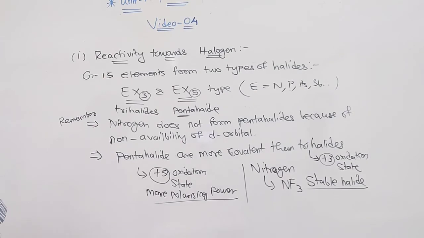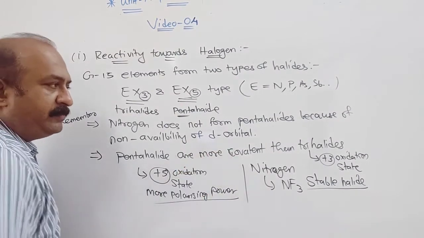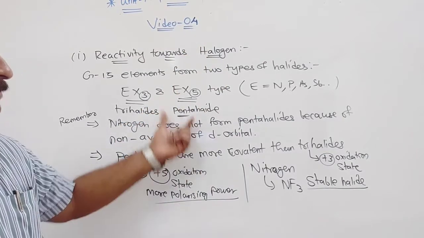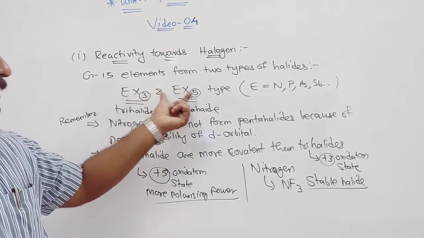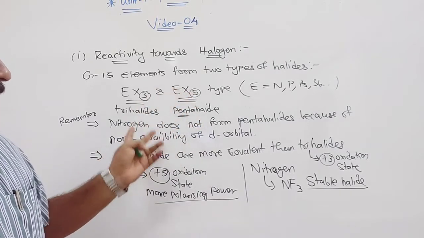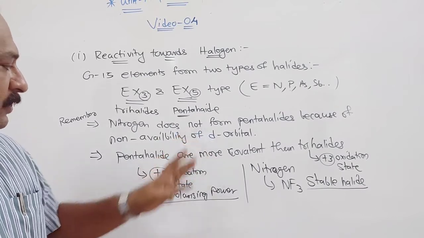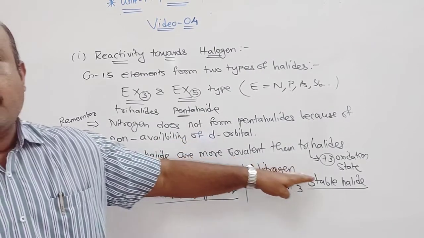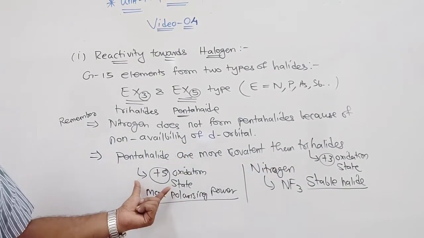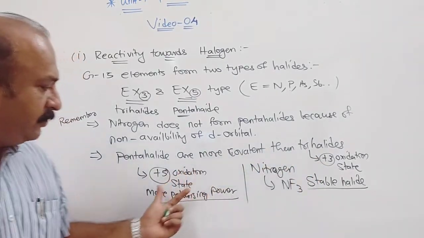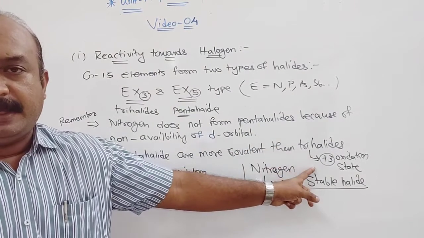Then the trihalides except BiF3 are predominantly covalent in nature. That topic we will discuss later. Two types of halides are formed, EX3 type and EX5 type, in which nitrogen does not form the pentahalide because of the non-availability of d orbitals. Pentahalides are more covalent than trihalides because the oxidation state in pentahalide is +5 and in trihalide is +3, so it has more polarizing power.